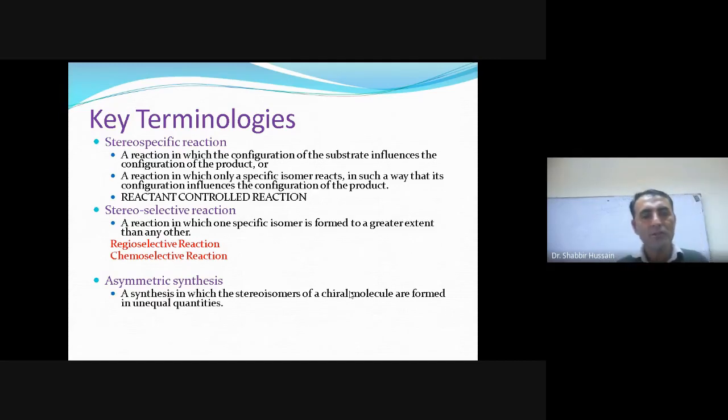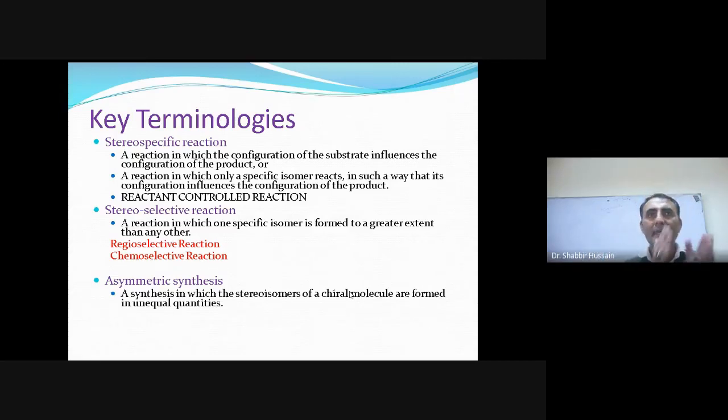If we are talking about the stereoselective reaction, it is a reaction in which one specific isomer is formed to a greater extent than the other. In other words, we can say that stereoselective reactions are those reactions in which we are getting more than one product, maybe two or maybe three or maybe four, in which one product you are getting in a major way, right?